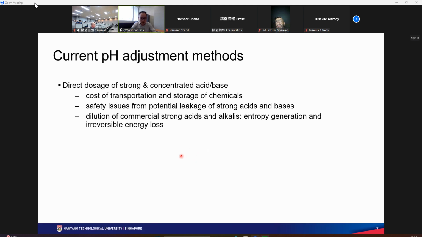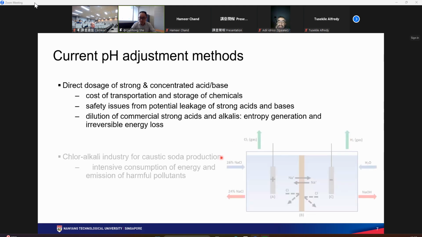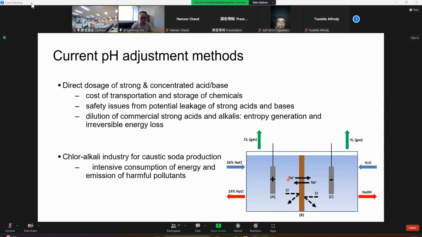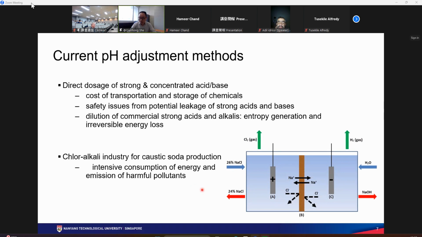Also, when we are using the chemicals in practice, we actually dilute the very high concentration chemicals to a very low concentration. In this case, there's actually irreversible energy loss, because in this dilution process there's entropy generation. If we look at this process from the life cycle point of view, there will be energy loss. And if we further look at the chemical production, so for the caustic soda, for example, it is produced mostly from the chloralkali process.